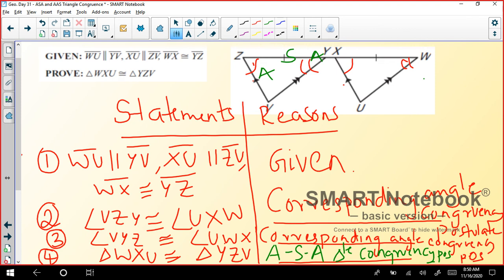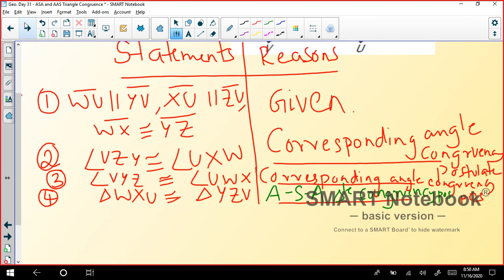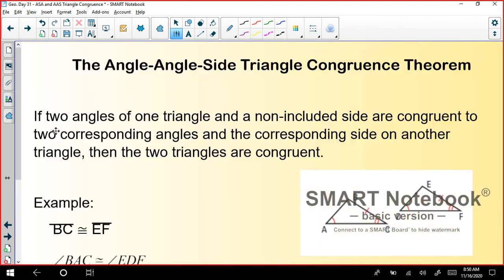Let's see the next slide. We saw angle side angle. Same way we have one more, angle angle side triangle congruency postulate. If two angles of one triangle and a non-included side are congruent to two corresponding angles and the corresponding side of another triangle, then the two triangles are congruent.